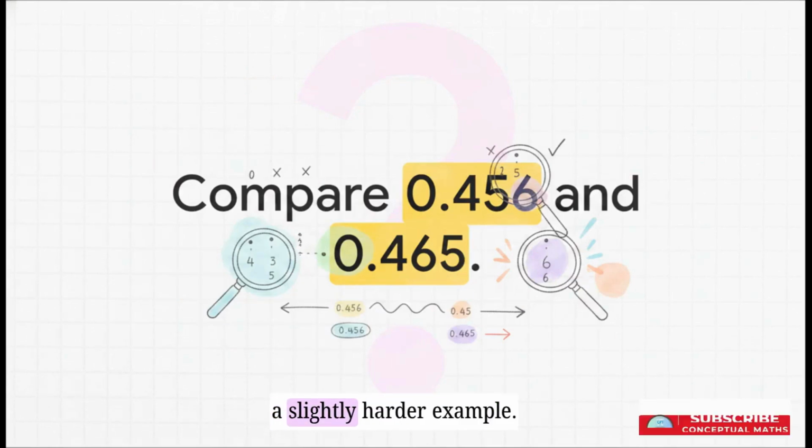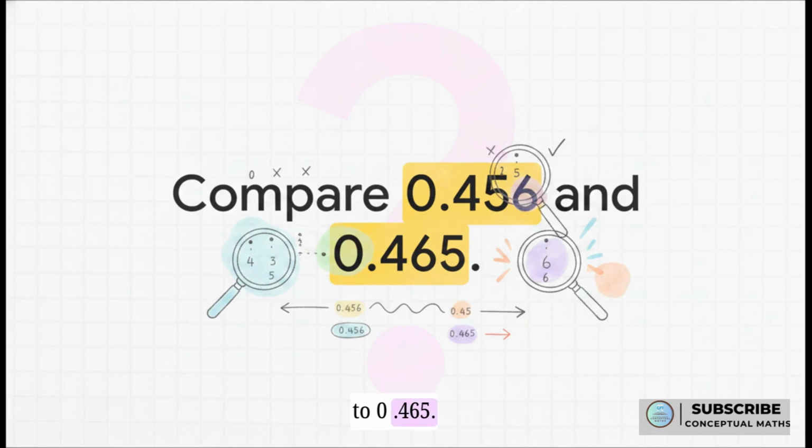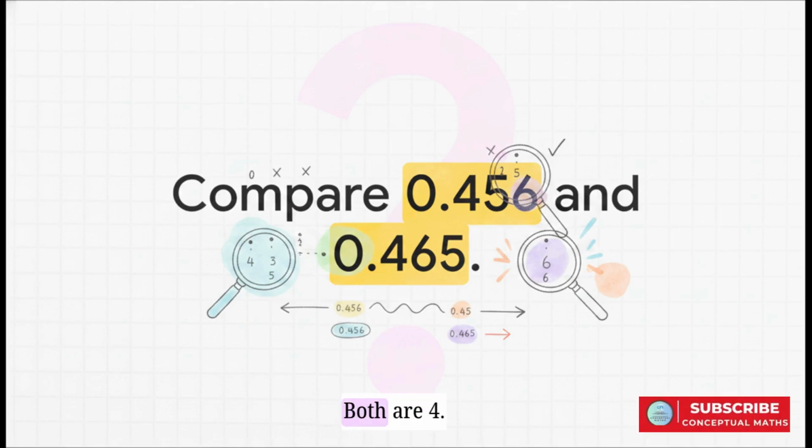Let's step it up with a slightly harder example. 0.456 compared to 0.465. Let's trace it together. Ones, both 0. Tenths, both are 4.